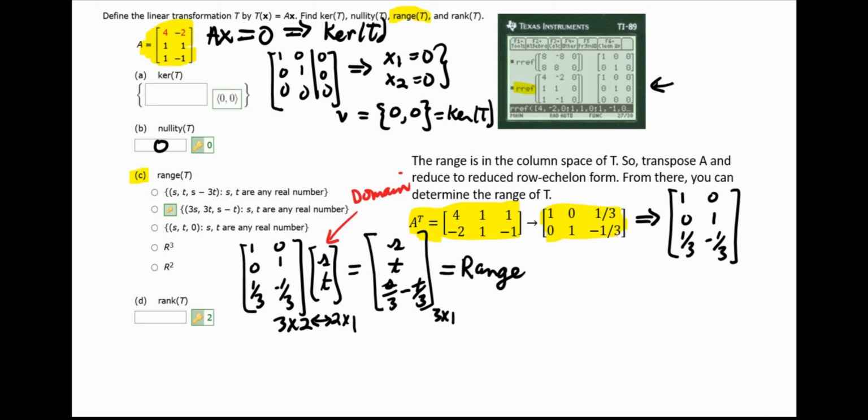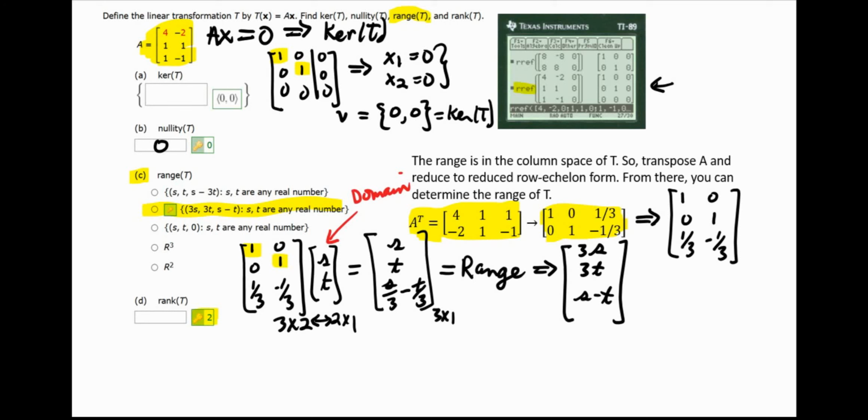Now, in looking at that, you can just do an equivalence by just multiplying by 3. And so you can write that as 3s, 3t, and then this would just be s minus t. And so that gives us this choice here. Now to get the rank, you can quickly just say that based on the leading ones, I have 2 leading ones, so the rank is 2.